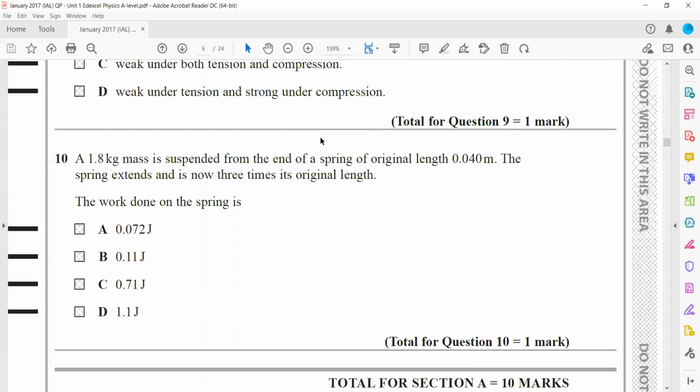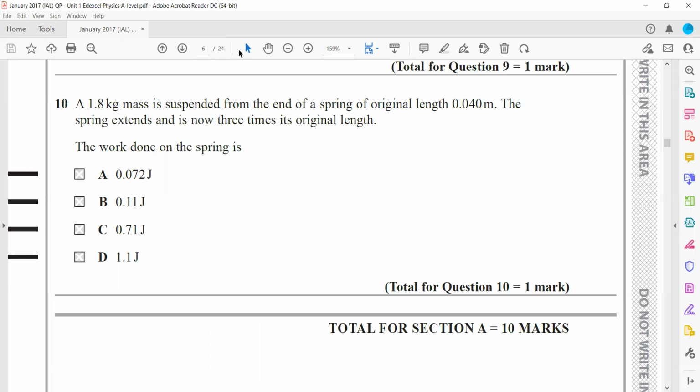Then in question 10, a 1.8 kilogram mass is suspended from one end of a spring. The original length of the spring was 0.04. The spring stretches to 3 times the original length. Like if it was 0.04 originally, then it becomes 3 times the original length, so 0.12. Because now they mentioned it is 3 times the original length. If the original length is 0.04, 3 times 0.04 is 0.12.